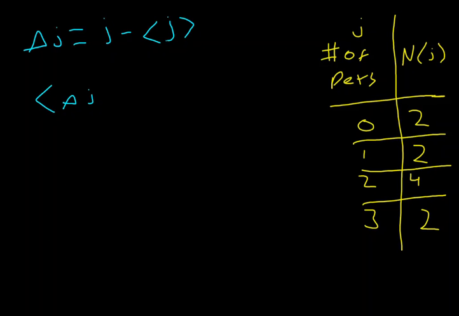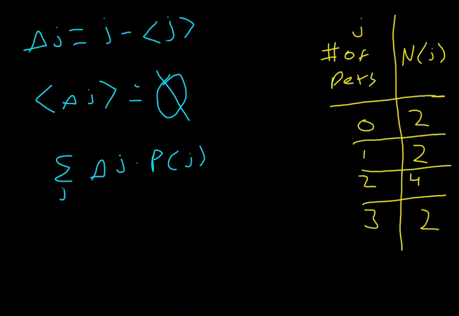Now, it just so happens that based on the way averages are defined, this will always be equal to 0, and you can check that out yourself, right? For example, I'll do this here. This would be the sum over all possible values of j of delta j times p of j. And if you do this out, let's start with j equals 0.